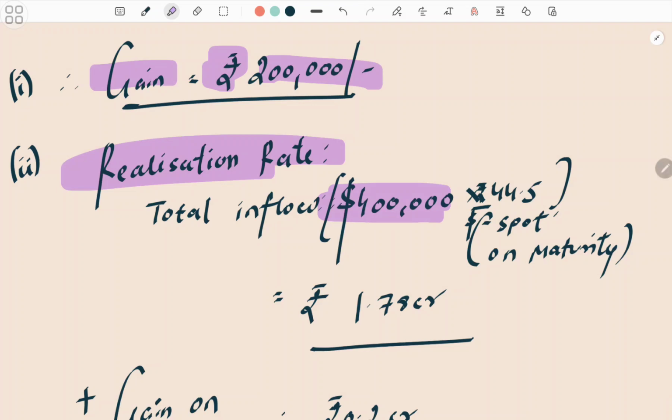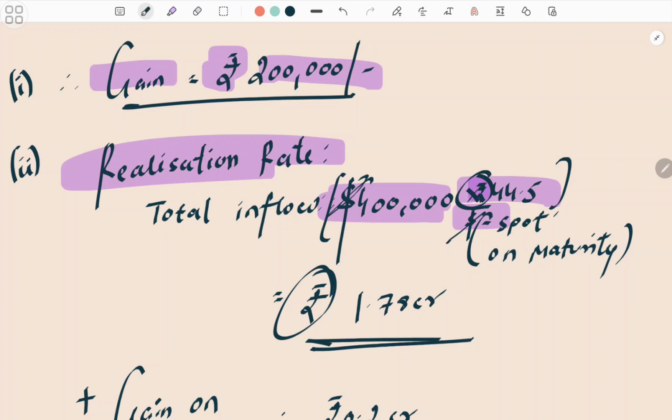Got it? So multiply by rupee by dollar 44.5. Why multiplication? I hope you know this, because only if I multiply, my dollar will go and I'll be left with rupee equivalent. Okay, exposure is also dollar and quote is also dollar, so I have to multiply in order for the common currency, dollar in this case, to cancel out. I have the rupee equivalent with me, correct?